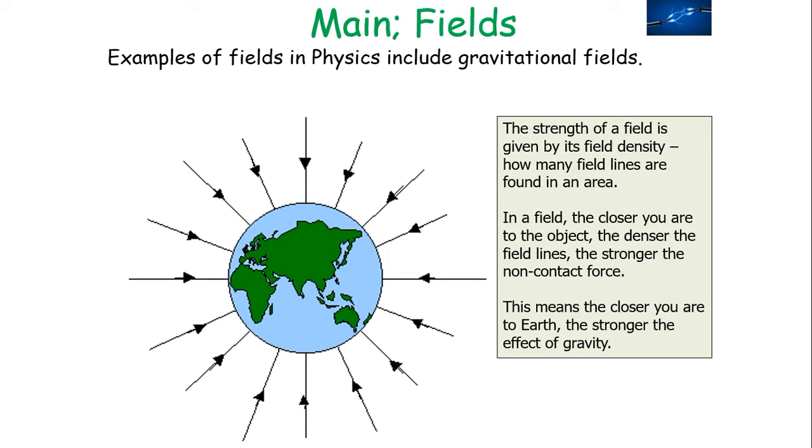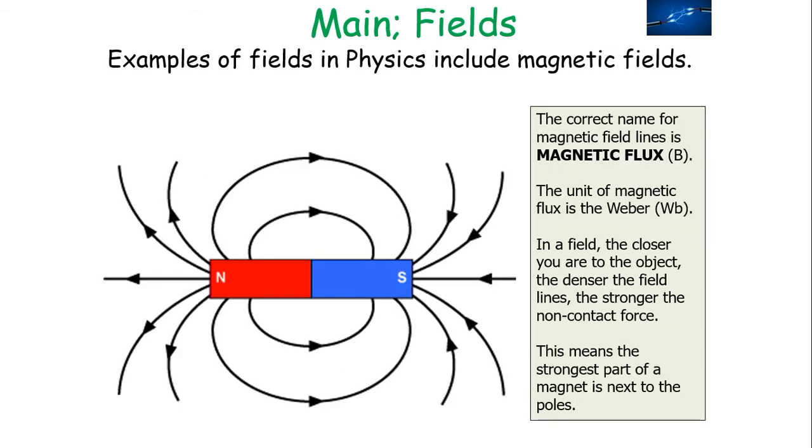Examples of fields in physics include gravitational fields, such as this one, the gravitational field of the Earth. The strength of the field is given by its field density: how many field lines are found in an area. In a field, the closer you are to the object, the denser the field lines are, the stronger the non-contact force. Another example could be a magnetic field. In this situation, we call magnetic field lines magnetic flux, and we measure that in Webers. In a field like this one, the closer you are to the magnet, the denser the field lines are, the stronger the non-contact force.